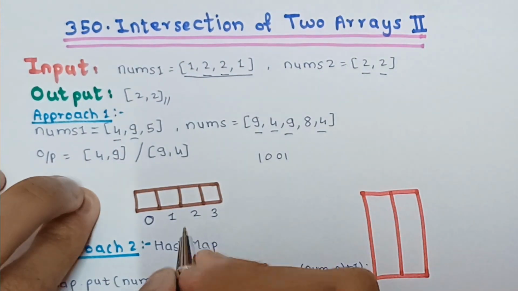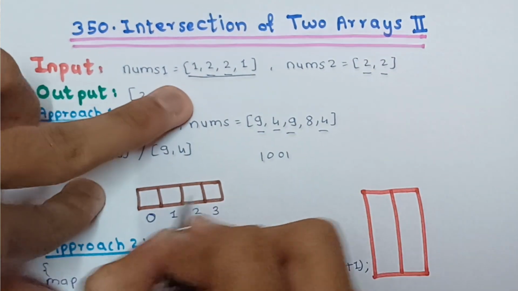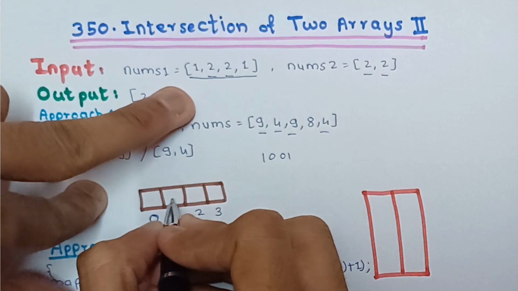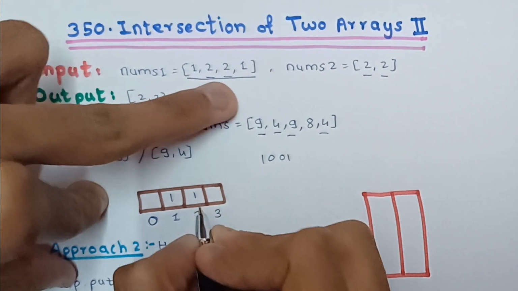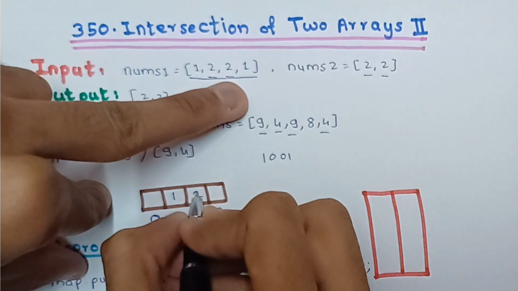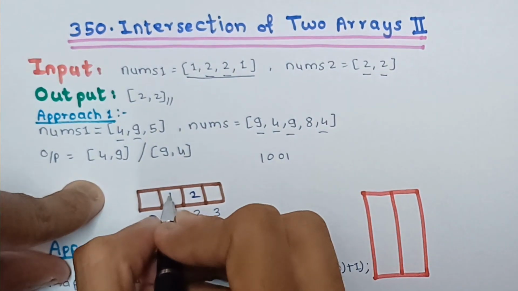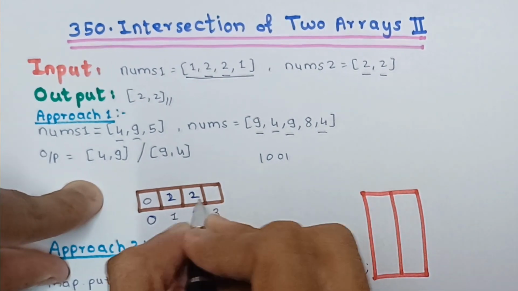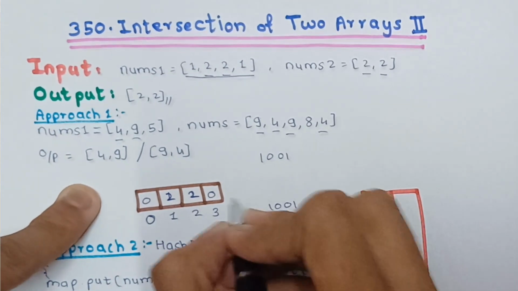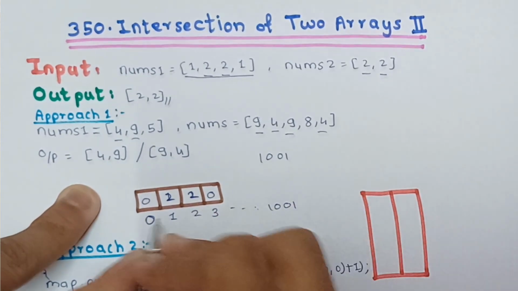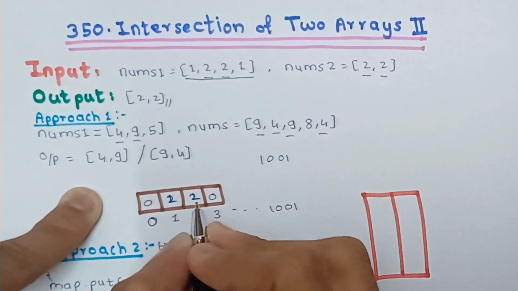Here is a 1, so the frequency of 1 will be incremented. Now here is 2, so the frequency of 2 will be incremented, again 2, then the frequency of 2 is incremented again, and again 1, so its frequency will be incremented. 0 and 3 will remain 0. It should be from 0 to 1001. So all will be 0, and the frequencies of 1 and 2 are 2 and 2.